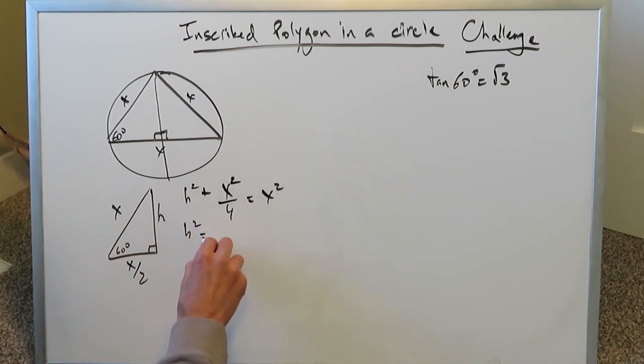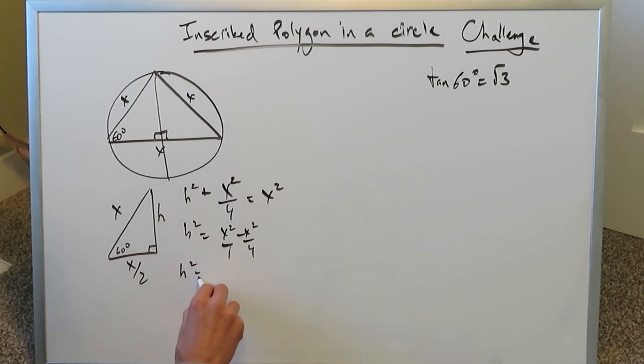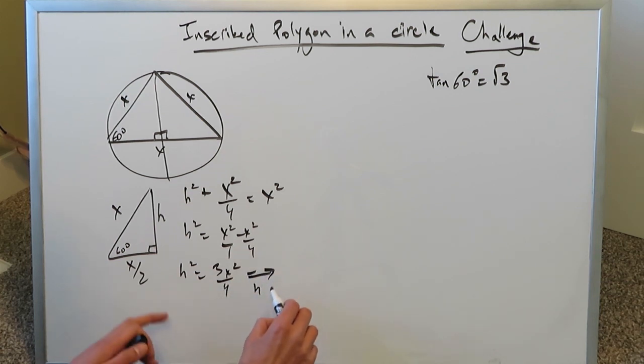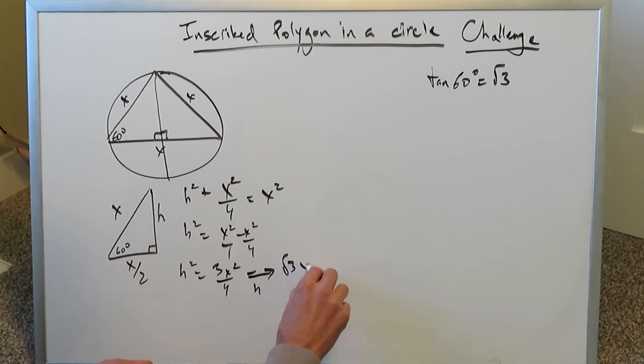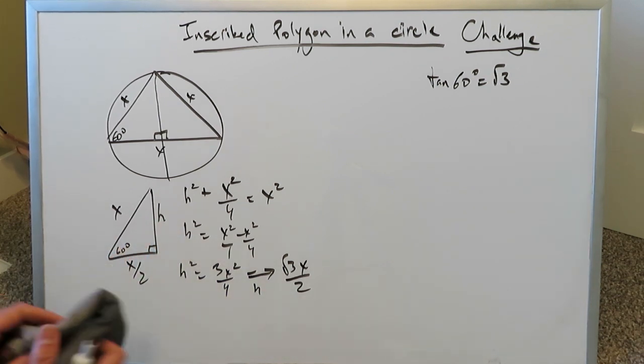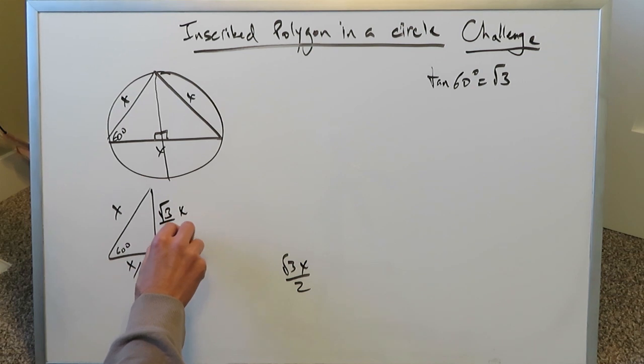We take everything on the other side and solve for h. We have x squared minus x squared over 4, and h squared is equal to 3x squared over 4, and h is equal to root 3x over 2. What has that told you? That's given you the length of this height, and let's write it out. We have now this side over here, root 3x over 2.